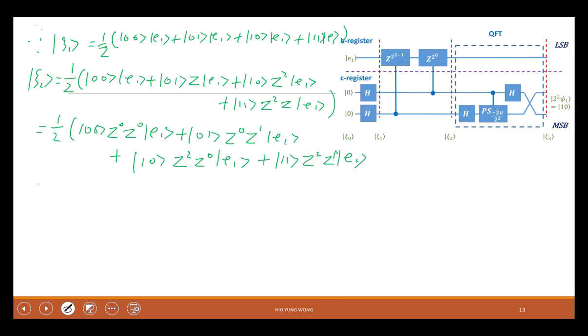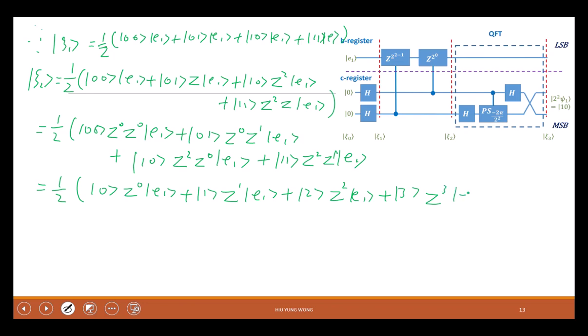I can say this is equal to 1 over 2, 0, C to the power 0, E1, plus 1, C to the power 1, E1, plus 2, Z to the power 2, E1, plus 3, Z to the power 3, E1, if I write them in decimal. Right, let's take a break. Does this make sense to you?